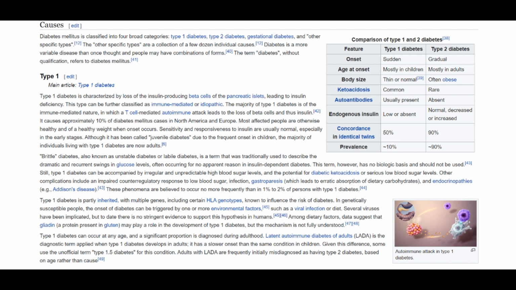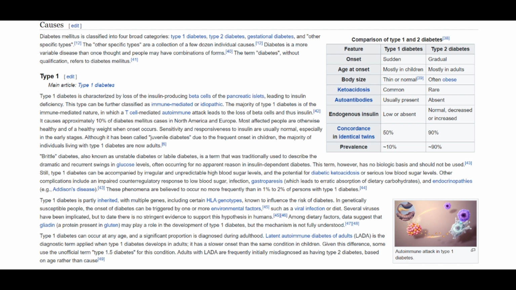Other complications include an impaired counterregulatory response to low blood sugar, infection, gastroparesis, which leads to erratic absorption of dietary carbohydrates, and endocrinopathies, e.g., Addison's disease. These phenomena are believed to occur no more frequently than in 1% to 2% of persons with type 1 diabetes.